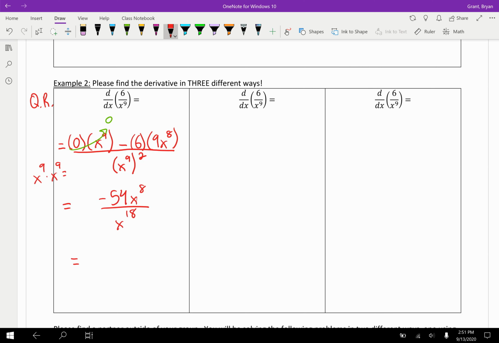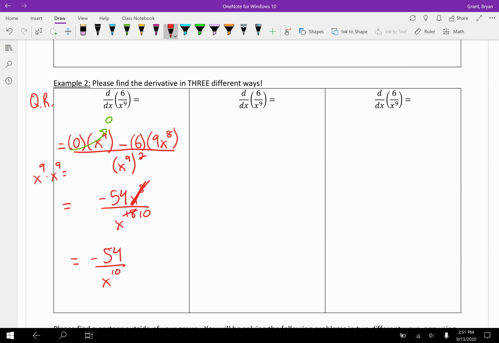And I think we can probably simplify a bit here. We have 8 x's on top and 18 on the bottom. If you imagined writing out all those x's, you'd cross off a bunch of them. In fact, you'd cross off all 8 of the ones in the numerator, and that would leave you with 10 in the denominator. So negative 54 divided by x to the 10th.